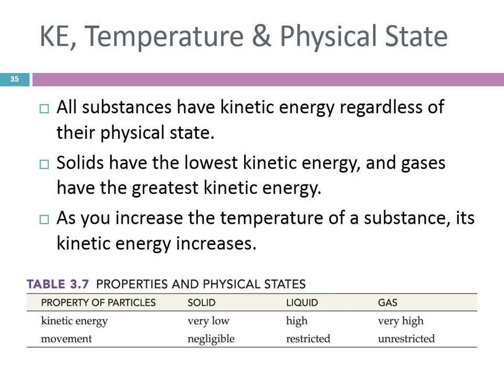So all particles, all substances have kinetic energy. Solids have the lowest kinetic energy. The particles are just kind of vibrating in place. Gases have the most kinetic energy because their particles are just zinging along till they run into something. And so they're really moving and they have more kinetic energy. Liquids are in between. As you increase the temperature, the kinetic energy increases. Any questions?